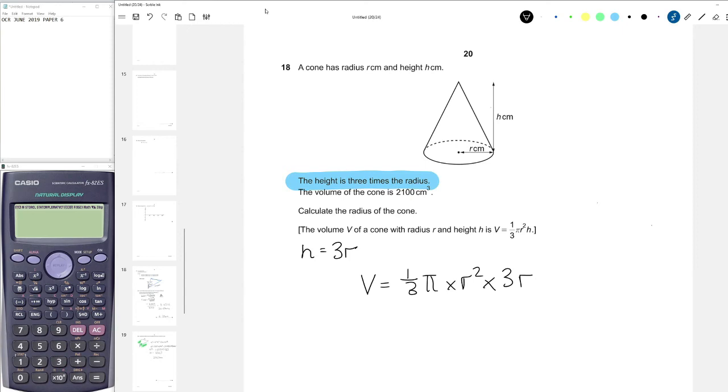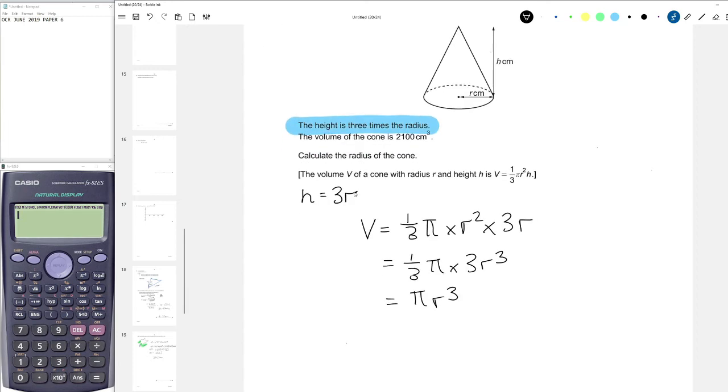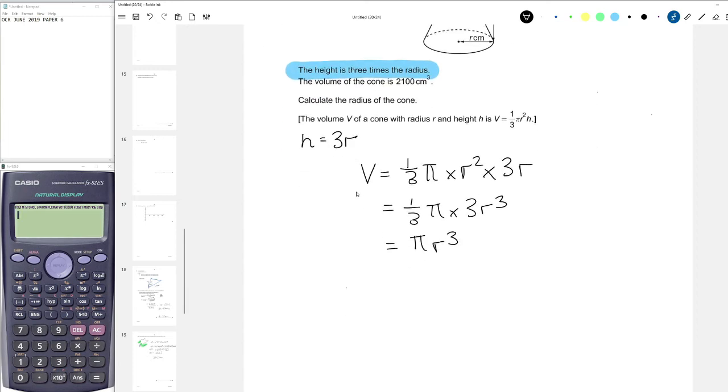Now what I'm going to do is simplify this expression. So I will get a third pi times 3r cubed. Now I can simplify it again by multiplying a third by 3, which is 1. So it would be pi r cubed. Now I am given that the volume of the cone is 2,100 centimeters cubed. So I can create an equation here and solve for r. So pi r cubed equals 2,100.